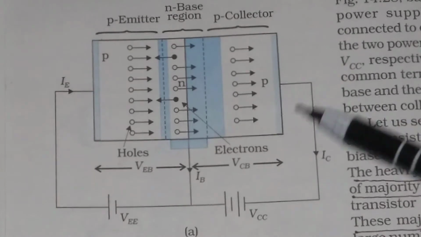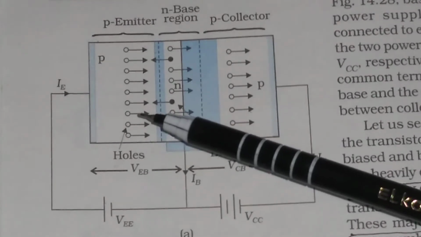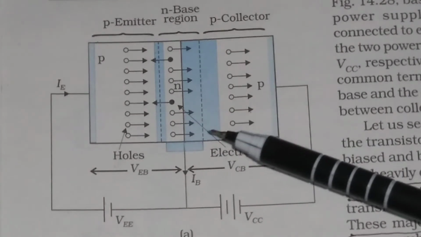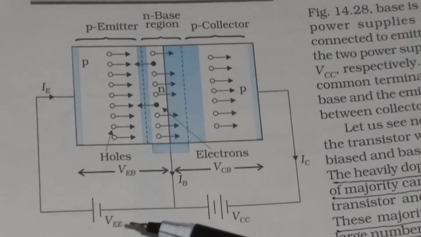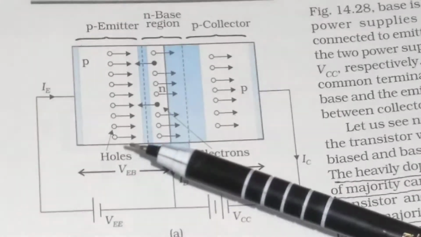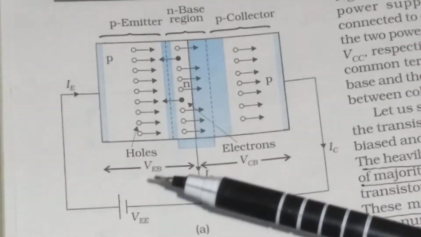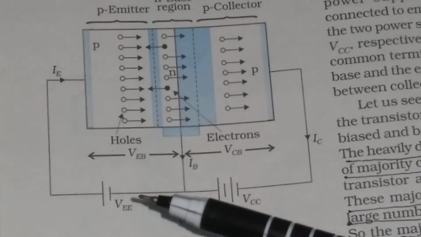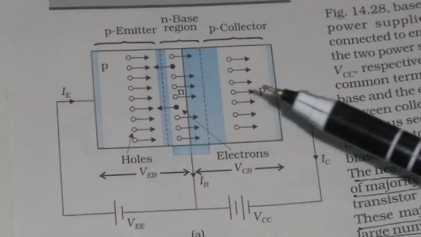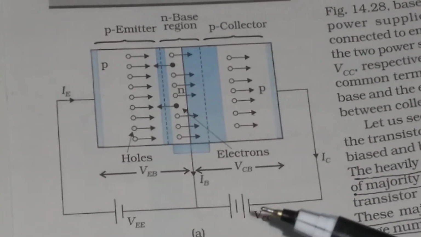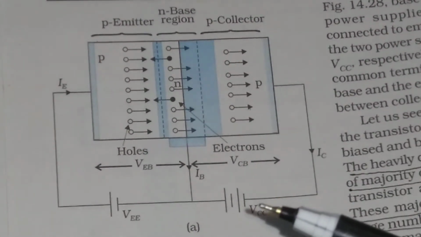This is the circuit diagram of a PNP transistor, and this is the input, this is the emitter, this is the base, and this is the collector. So we have a battery here, VEE. This is the battery for the forward biasing of the PN junction. You see, P is connected to the positive terminal and N is connected to the negative terminal. So the PN junction is forward biased. And you see in this case, here the P is connected to the negative terminal and N is connected to the positive terminal. So the output is reverse biased.